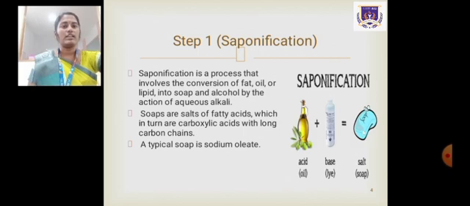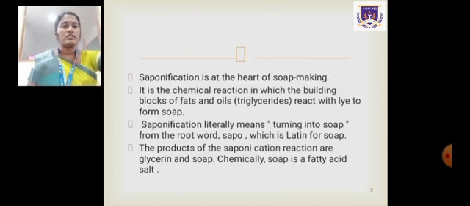Saponification is a process that involves the conversion of fat, oil, or lipid into soap and alkali by the action of aqueous alkali. Soaps are salts of fatty acids, which in turn are carboxylic acids with long carbon chains. A typical soap is sodium oleate. And saponification is the hard process of soap making.